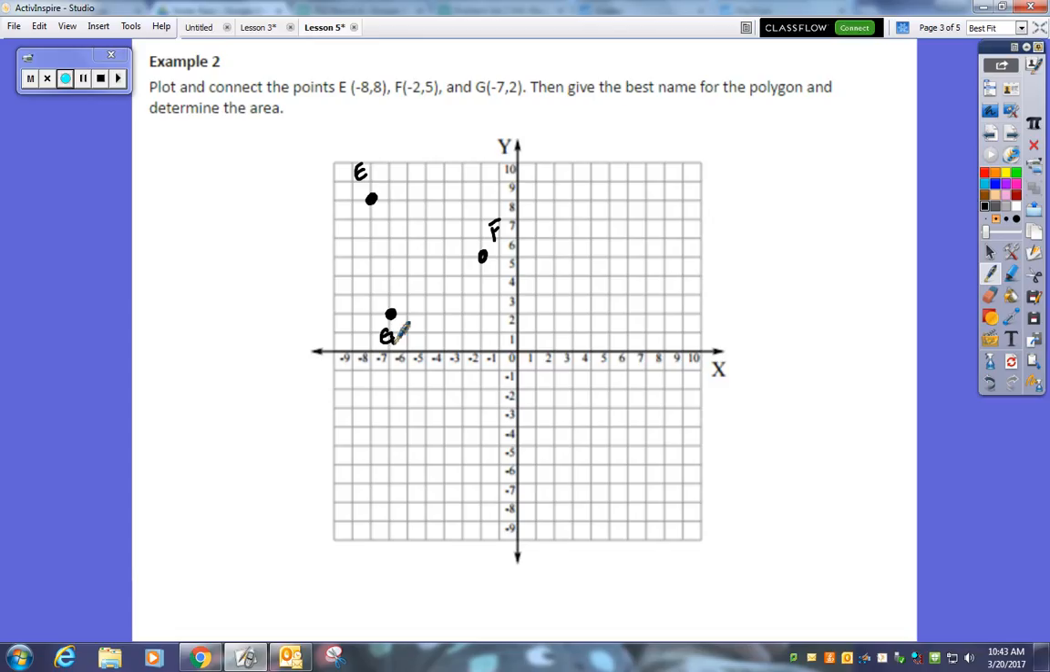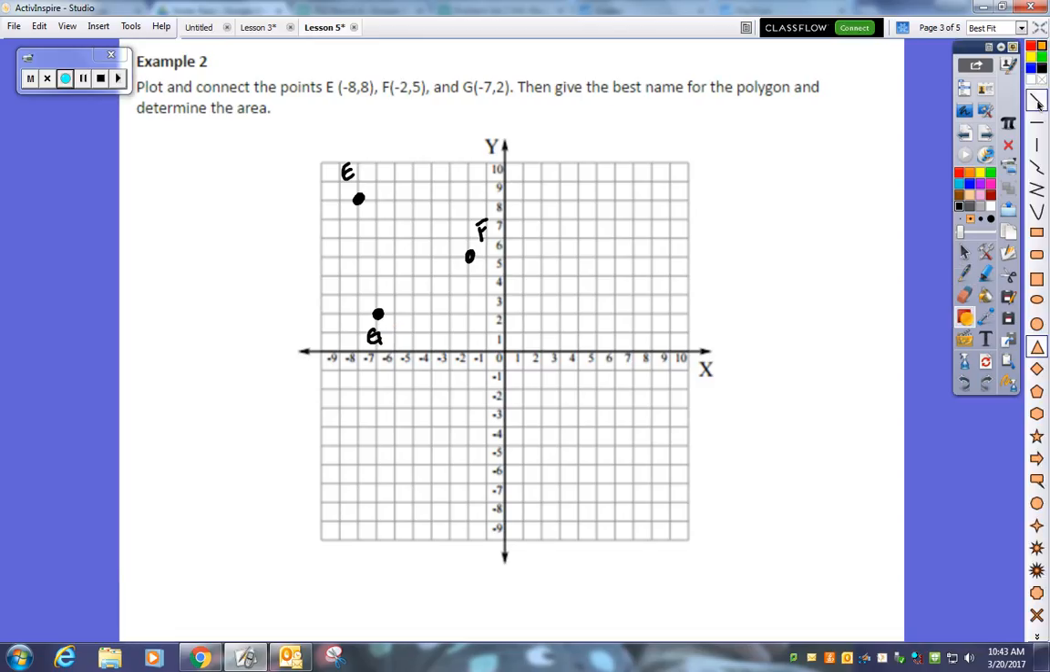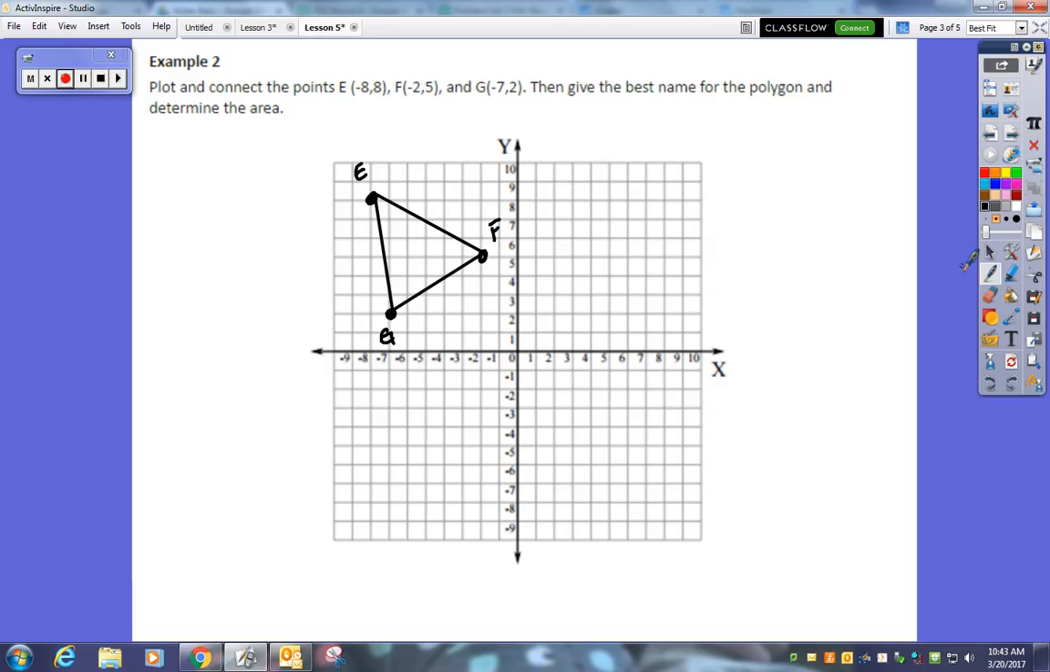So now what we're going to do is we're going to connect those points. I'm going to use my straight edge here so that mine can be as accurate as possible. And then what we have to do is determine what the name of this polygon is. If you look, hopefully you can see that it is a triangle. And all of the angles in this triangle are acute angles, so this is an acute triangle.